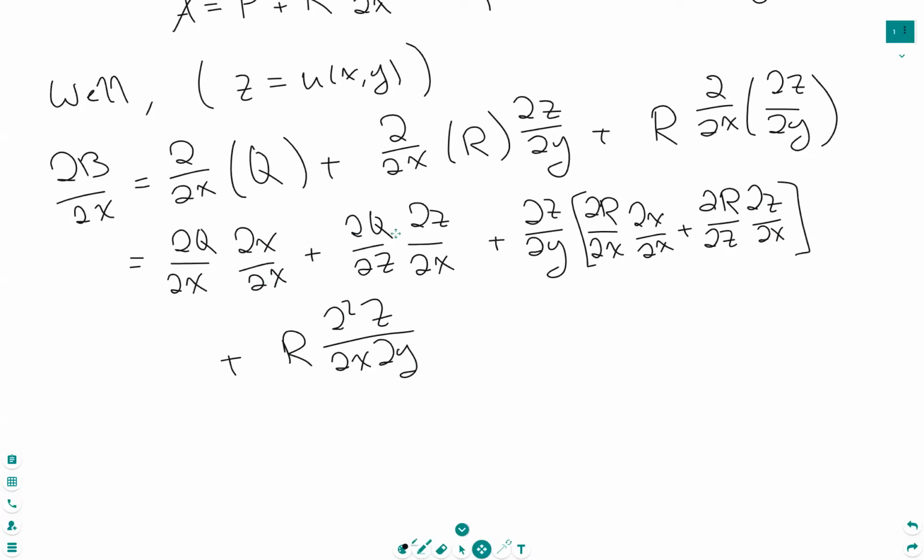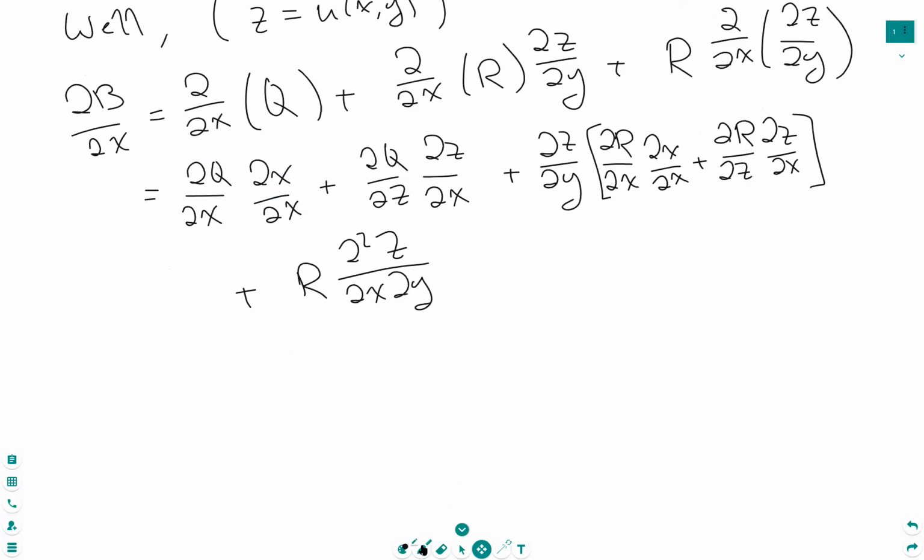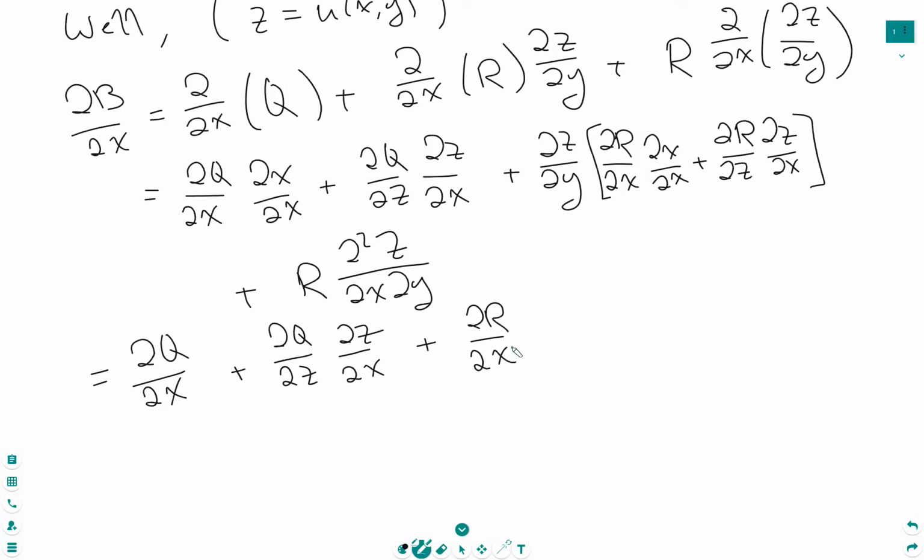You might be asking why we had to do this chain rule here, but remember Q and R are both functions of x, y, and z, but z is inherently a function of x and y. So that's why we see this chain rule for both of them. Let's simplify this a little bit. This is ∂Q/∂x, and ∂x/∂x is just one. And then we have ∂Q/∂z times ∂z/∂x, plus ∂R/∂x ∂z/∂y.